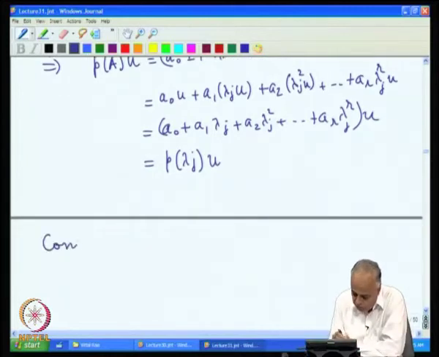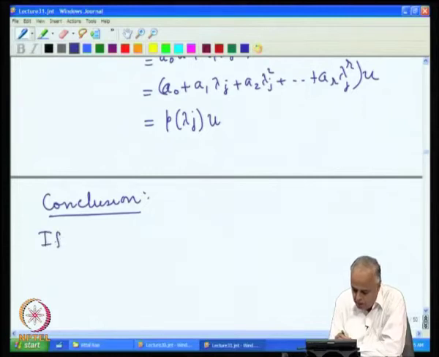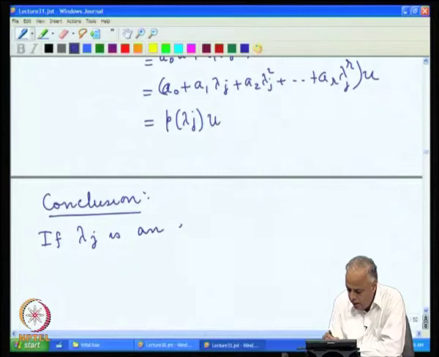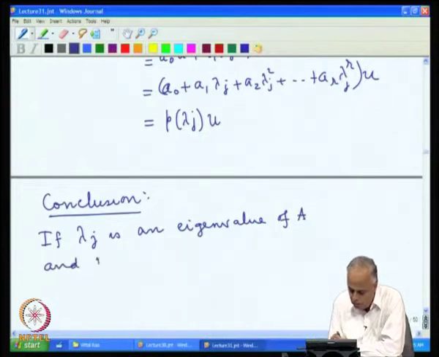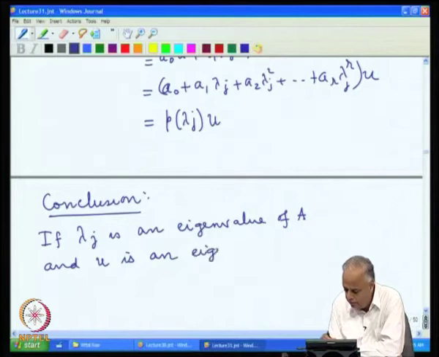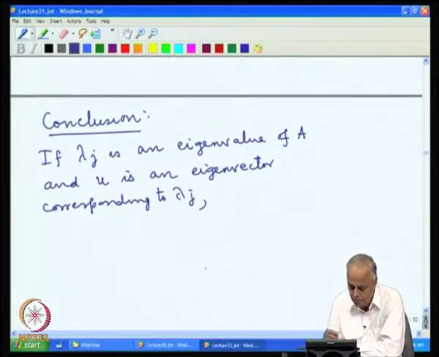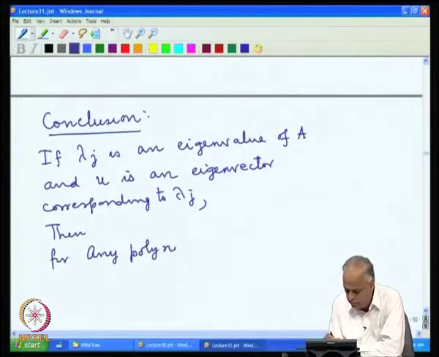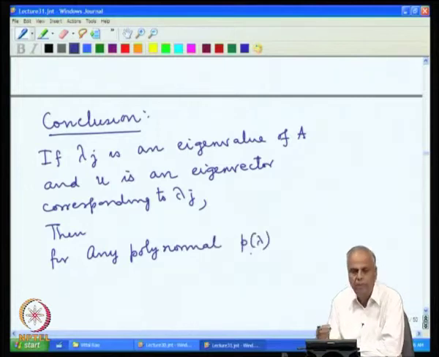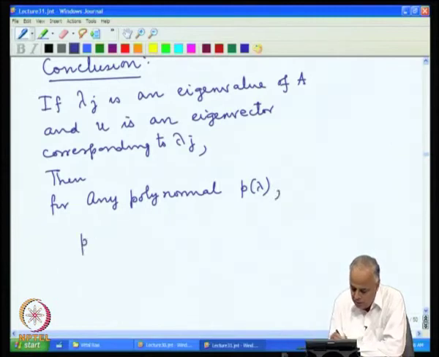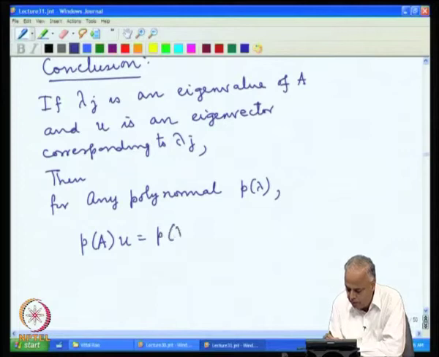So, what is our conclusion? The conclusion is that if lambda j is an eigenvalue of A and u is an eigenvector corresponding to the eigenvalue lambda j, then for any polynomial P lambda, we are assuming everything over complex, P A u is equal to P lambda j u.